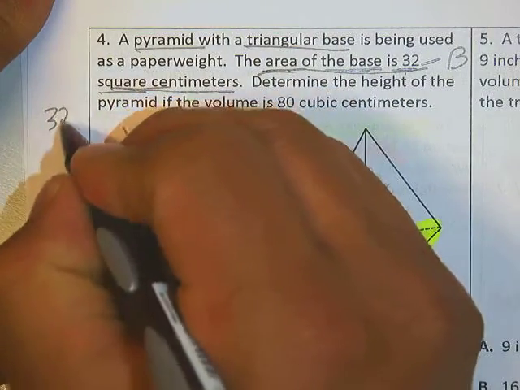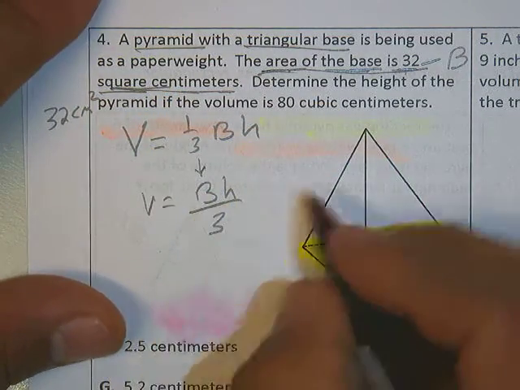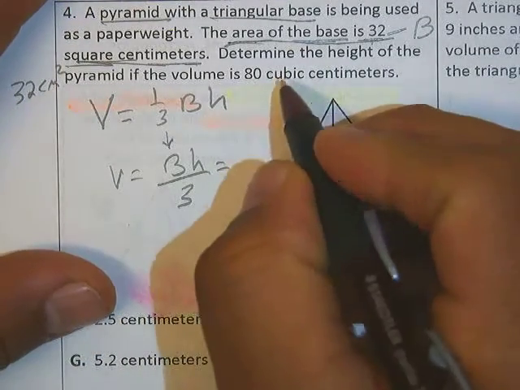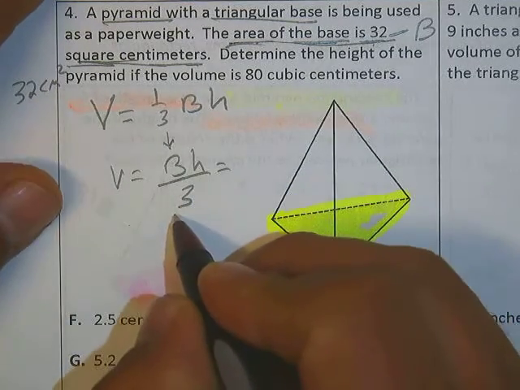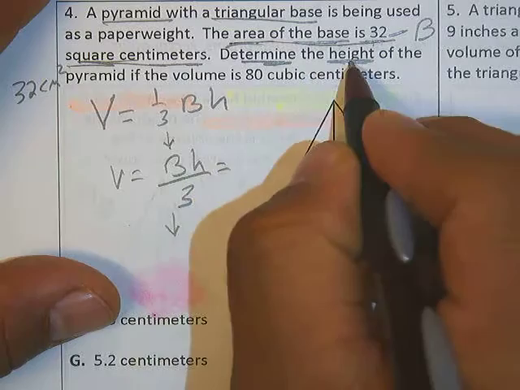So they're saying the area of the base is 32. This represents the capital B because it says there 32 square centimeters. So this is 32 square centimeters. They've done this part for you. So then I'm going to substitute it in there.